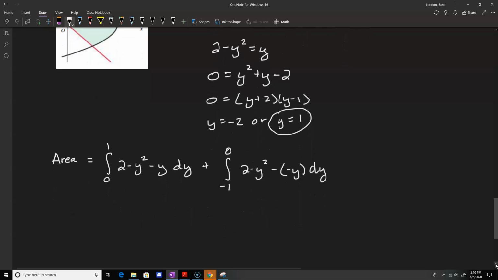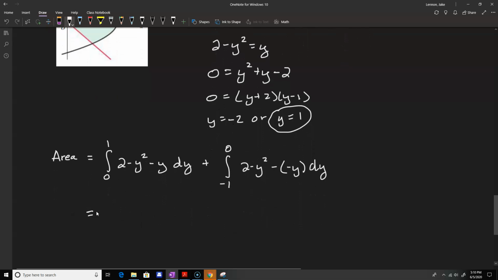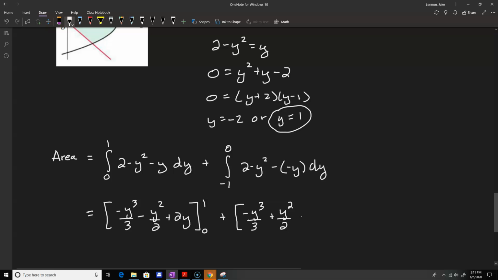And from there, everything's easy. So again, for this one, setting it up was most of the work. So we're going to get minus y cubed over 3 minus y squared over 2 plus 2y from 0 to 1. And then we're going to have plus this one we have minus y cubed over 3, and then we have plus y squared over 2, and then plus our 2y from -1 to 0. So we can just plug this into our calculator and figure out the answer. So in fact, this comes out to 7 over 3.